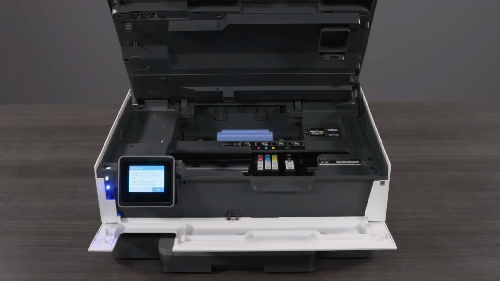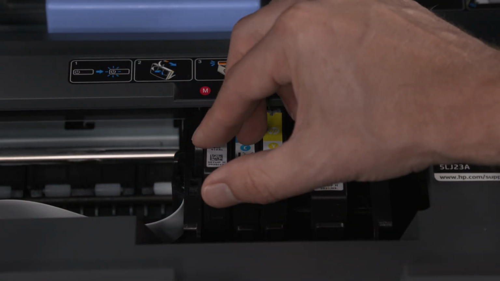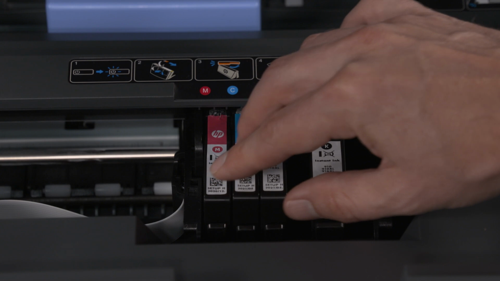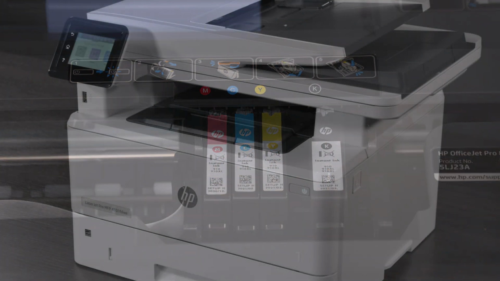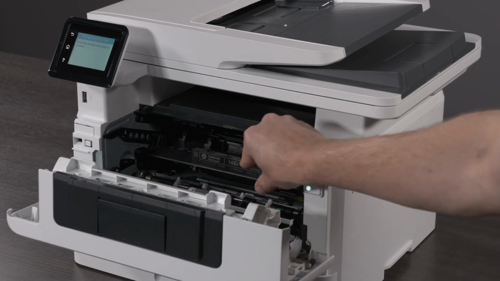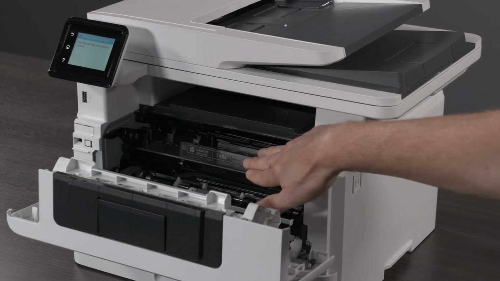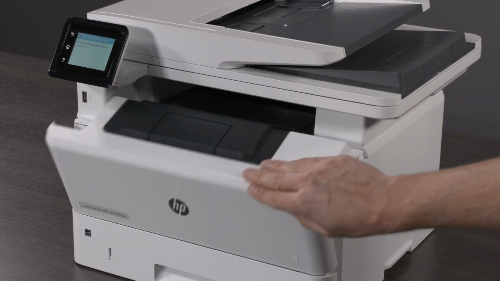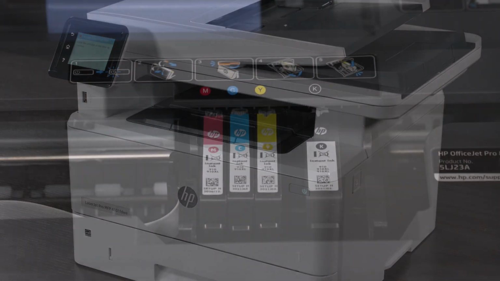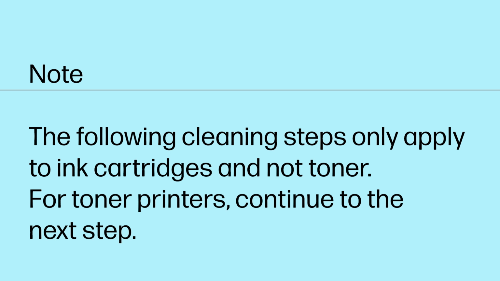Before moving on to cleaning, reseat the cartridge into its slot and see if the printer functions properly. Sometimes cartridges might not be fully seated, and this solves the error. For toner, you cannot clean the cartridge. However, removing it and reseating it might solve the problem. If reseating the cartridge did not work, remove it again to clean it. Note: the following cleaning steps only apply to ink cartridges and not toner. For toner printers, continue to the next step.